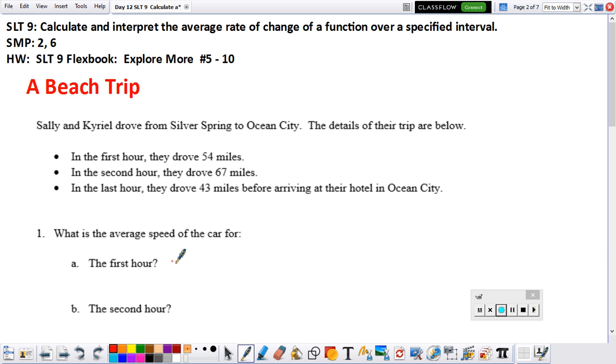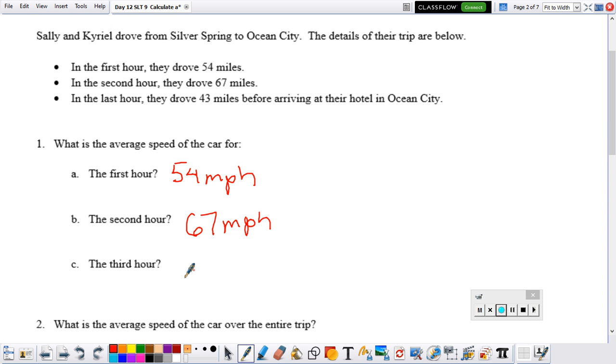Okay, so the average speed for the first hour, what's kind of funny is that these answers are right here. If they drove 54 miles in the first hour, their speed was 54 miles an hour. If in the second hour they drove a total of 67 miles, they drove 67 miles per hour. And then that last hour, anyone who's driven to Ocean City, Maryland knows, you start to hit traffic, you slow down a little bit, that's actually not too bad, 43 miles per hour.